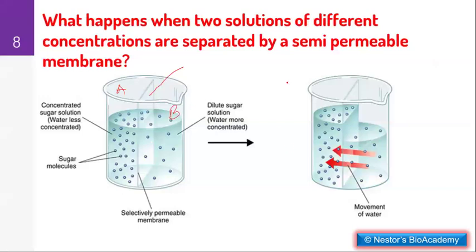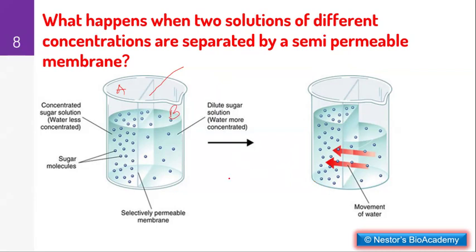If you look at this illustration carefully, how many molecules of sugar can you see here? 1, 2, 3, 4, 5, 6, 7, 8, 9, 10, 11. There's something interesting there. The amount of sugar molecules in A and in B remain the same even after some time, but the levels of the solutions have changed. So this can only refer to one thing.